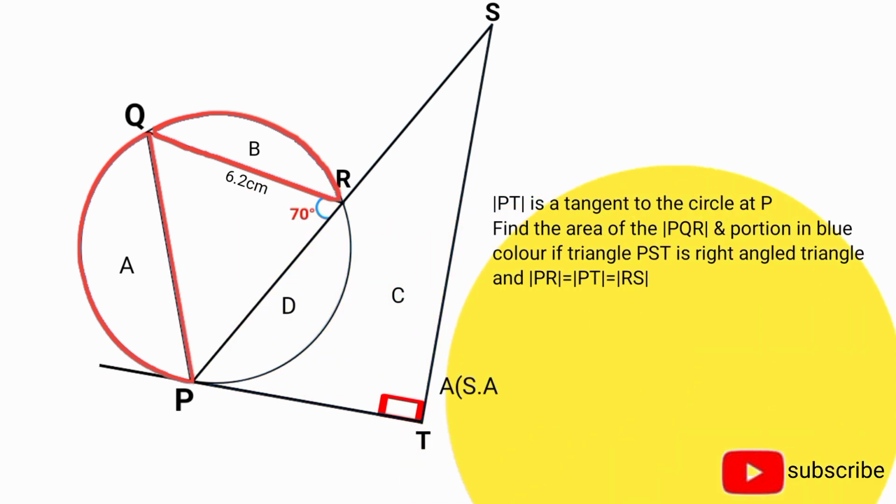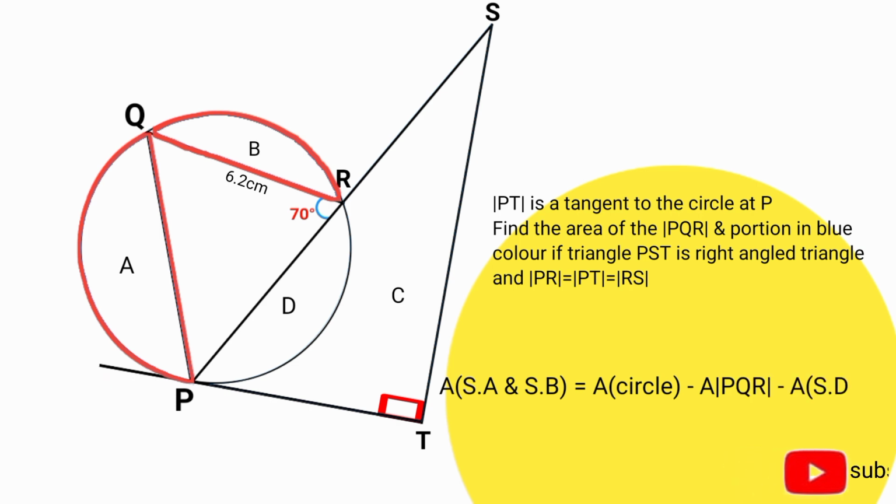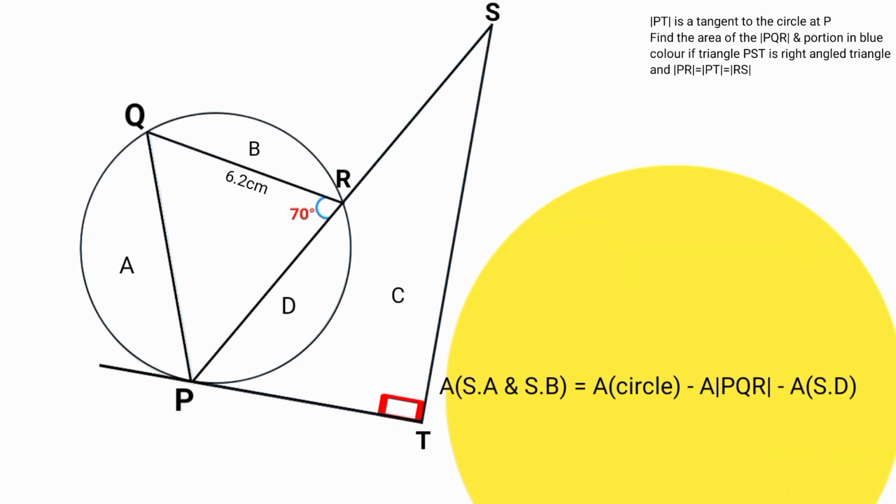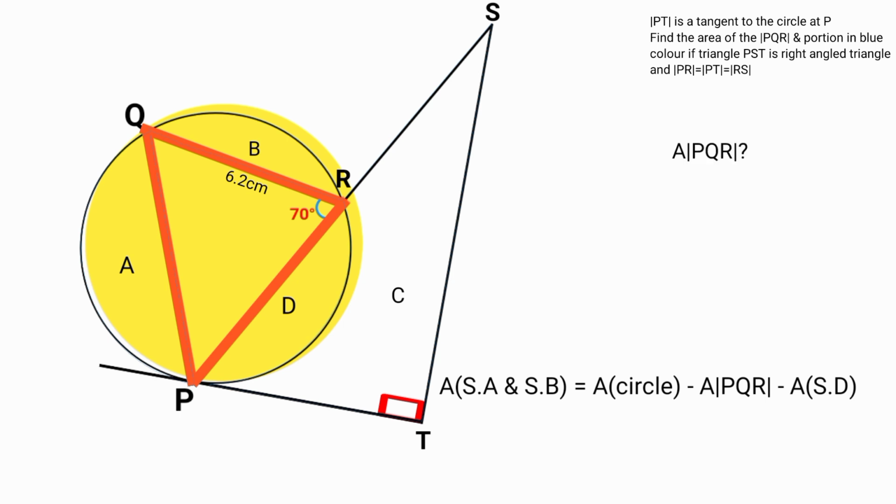The area of segment A and segment B equal to area of circle minus area of triangle PQR minus area of segment D. So what are the area of the circle, the triangle, and the segment in question? Let's start with this triangle PQR here.